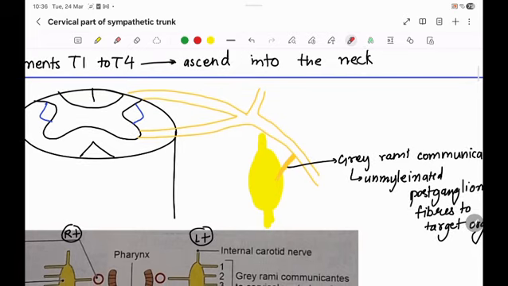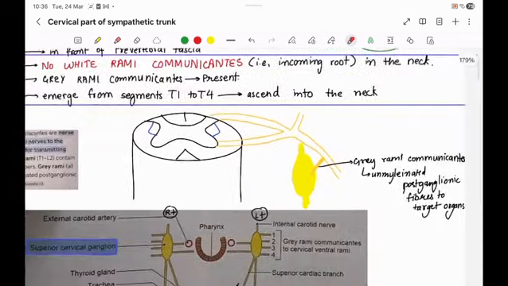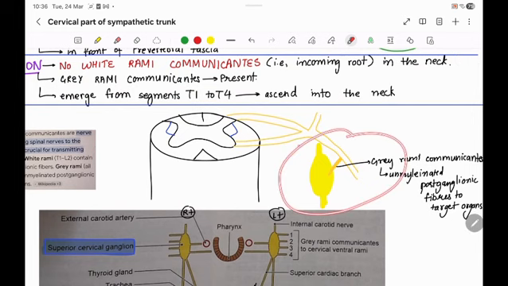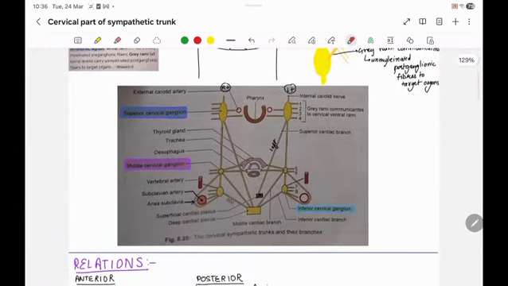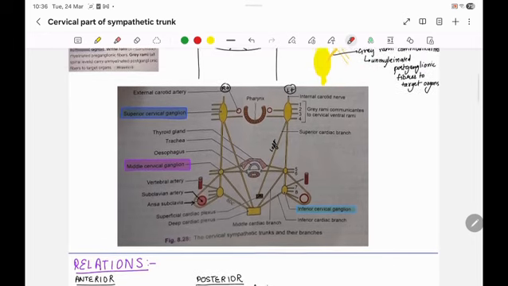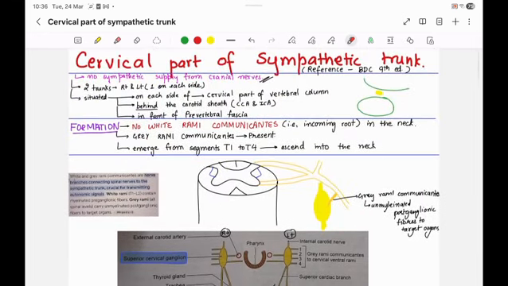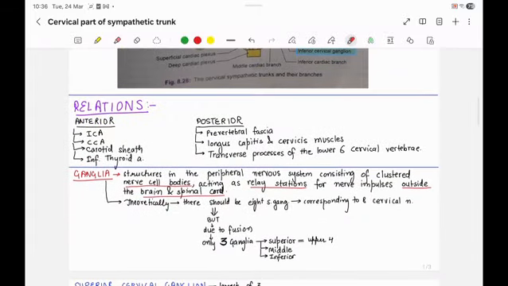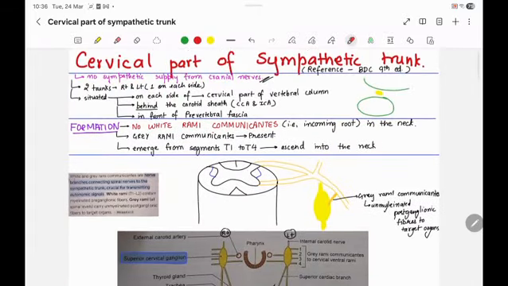You can see here this one, right? So this is a schematic diagram of the cervical sympathetic trunk and its branches. But we will study it later. Firstly, we will study the overall relations. As I said, it is behind the carotid sheath. So what will be its anterior relations? We see that this is the sympathetic trunk, right? What is anterior to it? It's the carotid sheath. This is the carotid sheath.